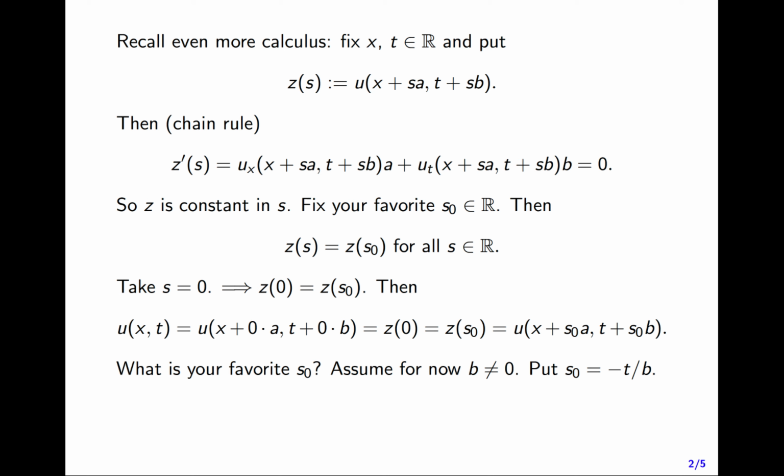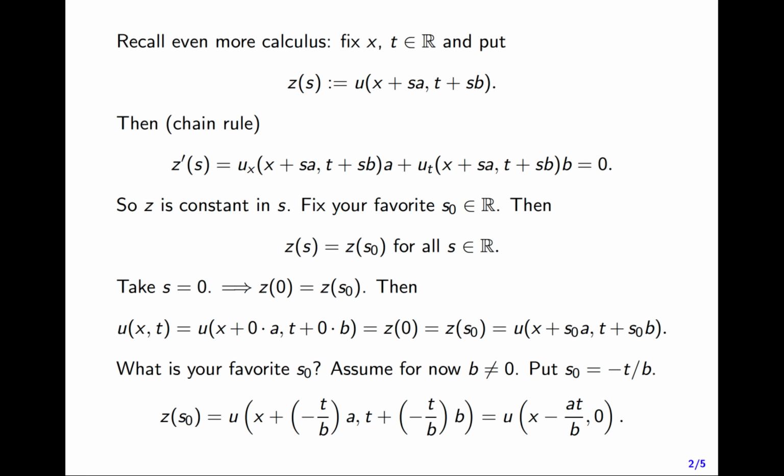Remember, we fixed a time t a while back, so now we're just putting s0 equal to minus t over b. And that tells us that z of s0 is u of x plus minus t over b times a, t plus minus t over b times b. And if you look at what happens in the second slot, the b in the denominator cancels with the b in the numerator, and this turns out to be equal to u of x minus at over b, 0. So z of s0 is equal to u of x minus at over b, 0.